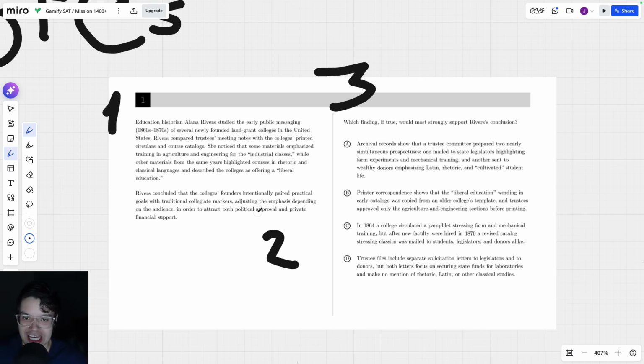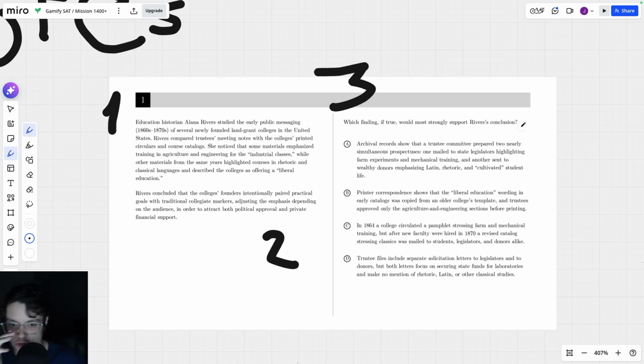So what they're trying to say here is that these colleges were doing this on purpose, basically. They wanted to attract people who want to learn things like agriculture and engineering, but they also wanted to attract people who wanted maybe a more liberal education. So that is the goal here. And so it says here, which finding, if true, would most strongly support Rivers' conclusion?